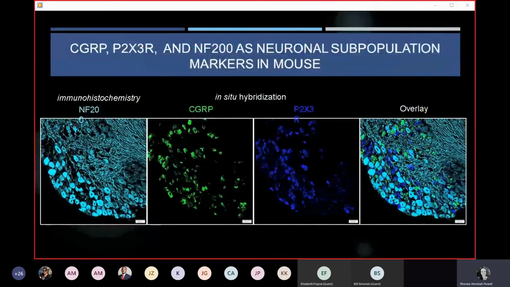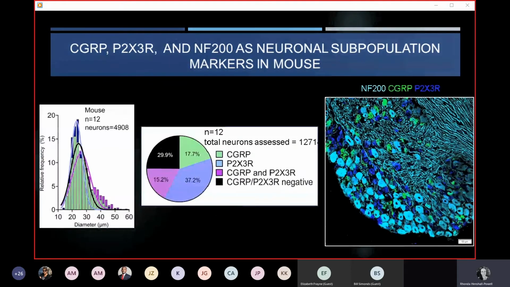Okay, so to get into the data, of course we first started with these known histological markers. We used CGRP and P2X3 RNAscope in situ hybridization. These are mRNAs, so I am calling them by the protein name here just for simplicity. And then we have immunohistochemistry for neurofilament 200. I think you can appreciate in the overlay image that there are green cells that look entirely green, blue cells that look entirely blue, and cyan cells that look very cyan. So these look like very distinct populations in the mouse DRG, which is similar to what's been reported before.